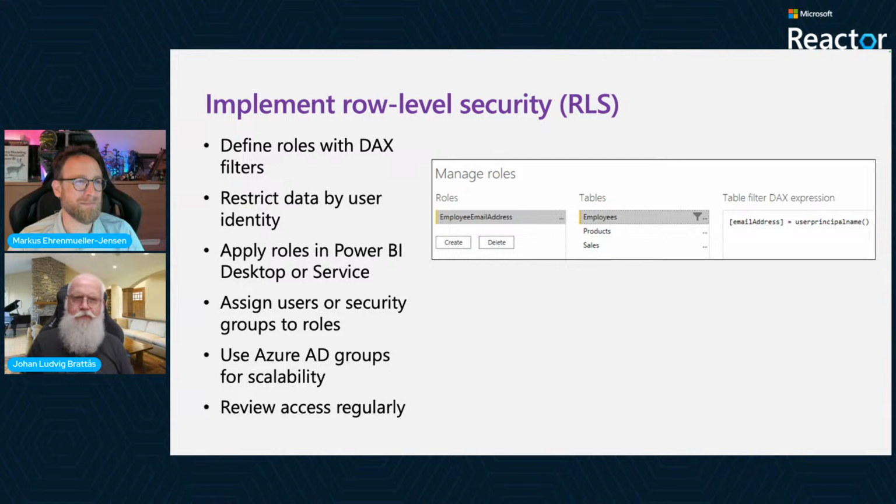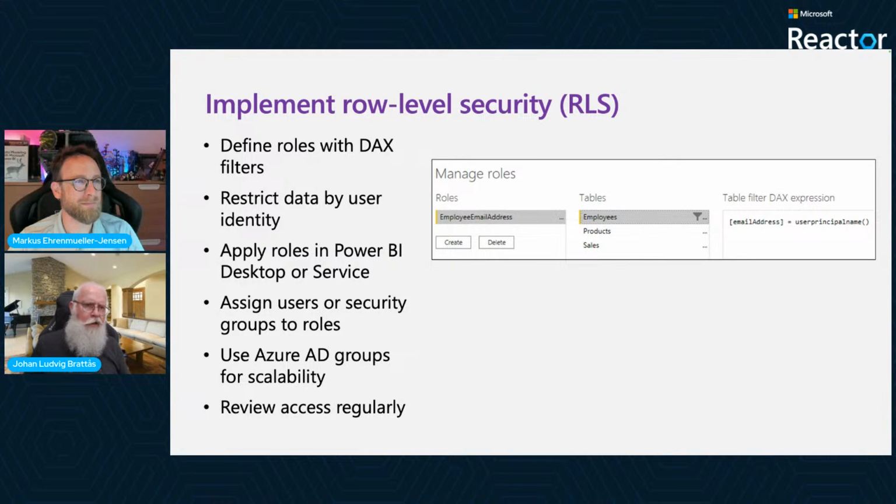But you define row-level security in your semantic model in DAX. You define the roles using DAX filters. And then you add your Entra security groups, or if you have to, separate persons individually to the roles that you have defined in your DAX filters. And this applies both in Power BI Desktop and in the service.